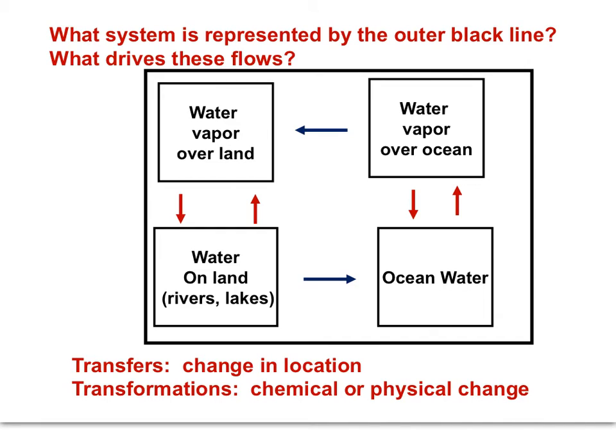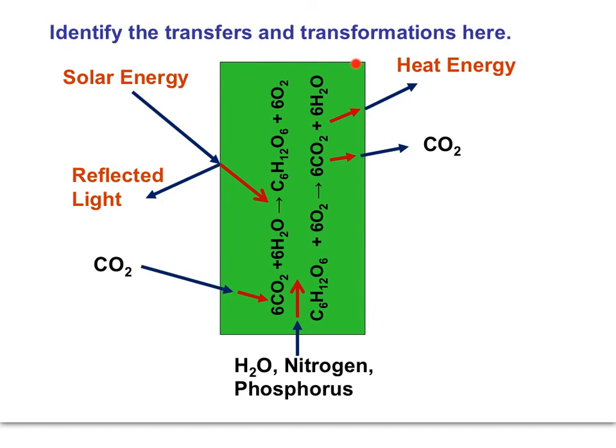Can you classify transfers, such as river runoff or the movement of water in the atmosphere by winds, as liquid in cloud or as vapor? Here is a model of a plant. Within the plant are chemical reactions, photosynthesis and respiration. These processes would be transformations. I've labeled the transformations in red and transfers in blue.